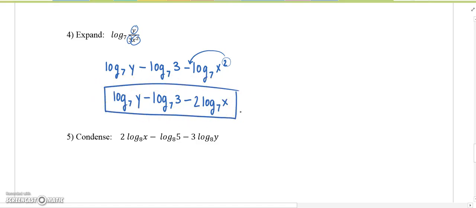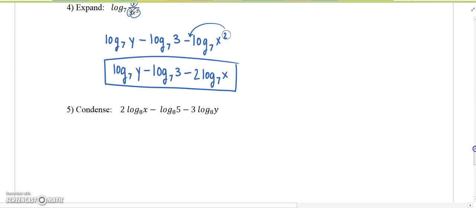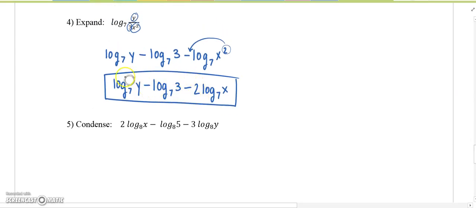And that's it. Okay? Condensing is just the exact opposite. So I'm starting with this, and I want to go back to this. So the first thing I do, just try and work backwards, right? That 2 needs to go back to become an exponent, then we can put it all together. So that's what I'm going to do here. Any coefficients, I'm going to put back to being exponents.